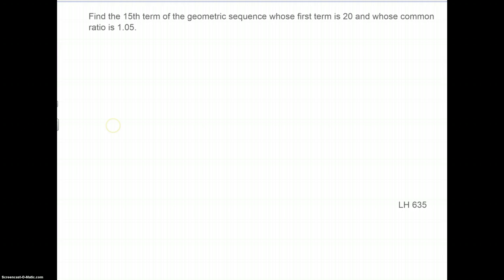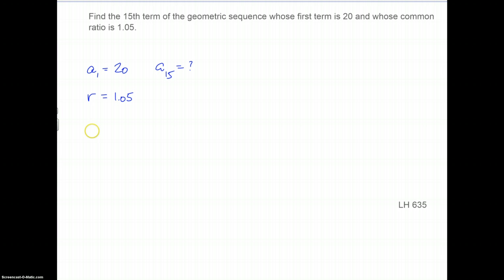Okay, so the 15th term of a geometric sequence whose first term is 20 and common ratio is 1.05. So let's just document what we got. No, I'm sorry, the first term is 20. We want to know A sub 15, and the common ratio is 1.05.